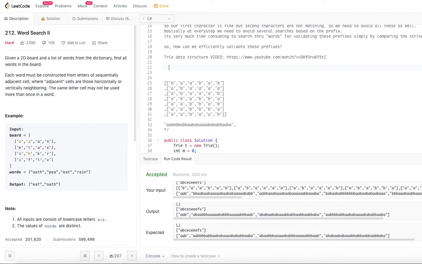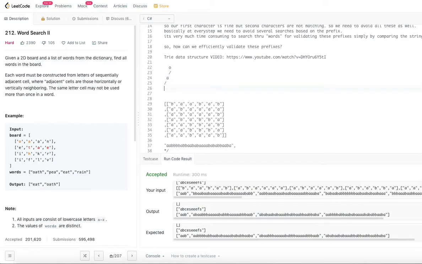let me insert this into the trie data structure. I will have A, next I will have T, next I will have H. So this is what I will have in terms of the word oath that I have put in.